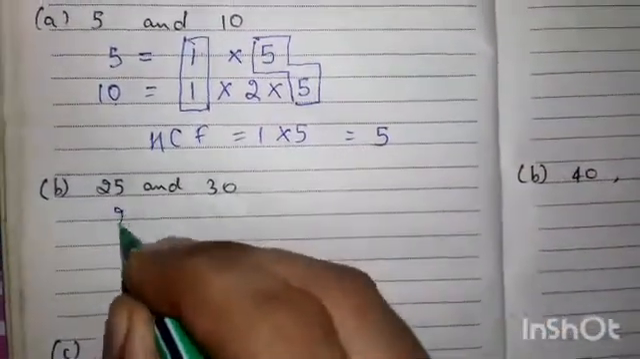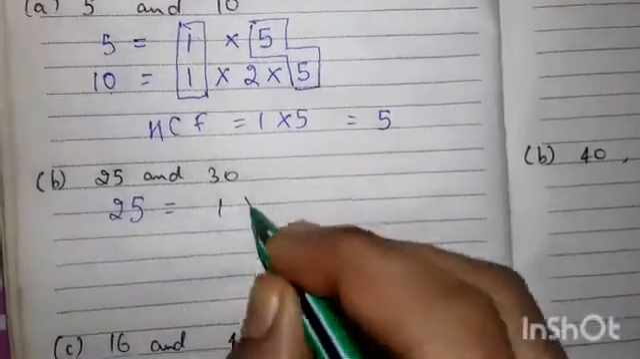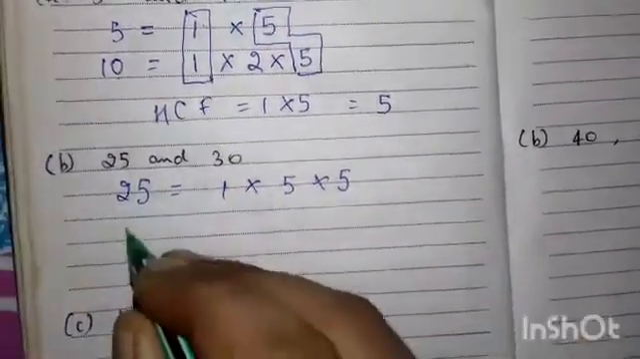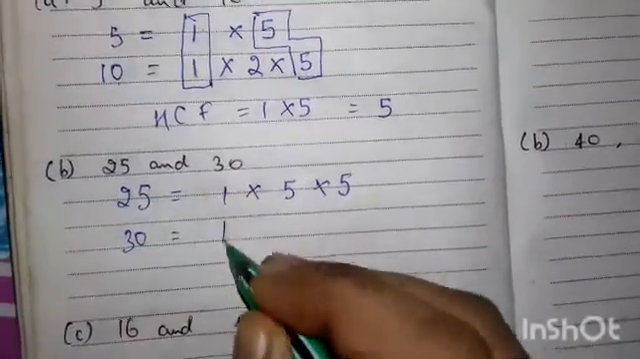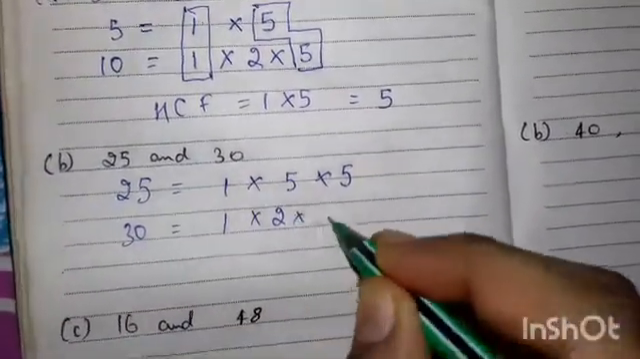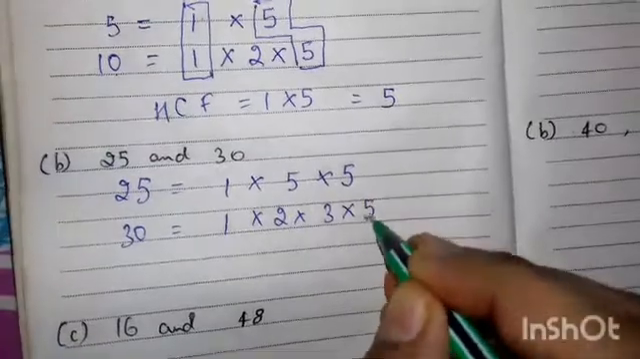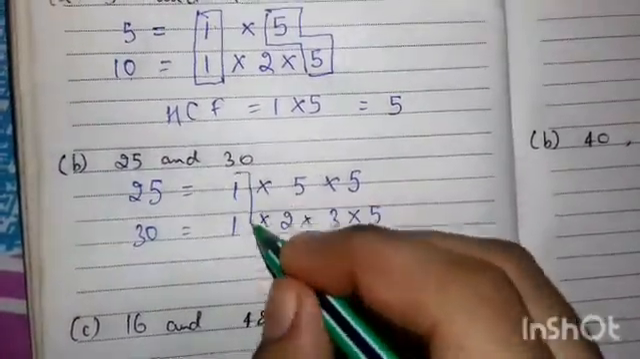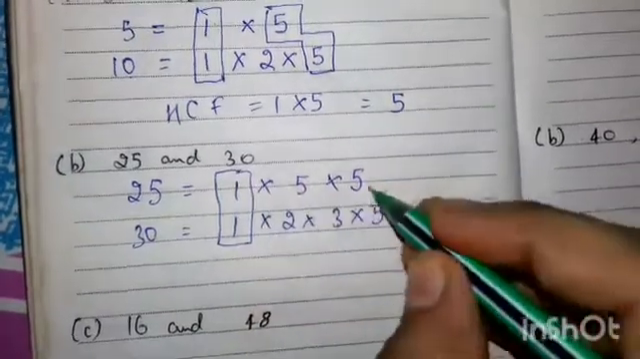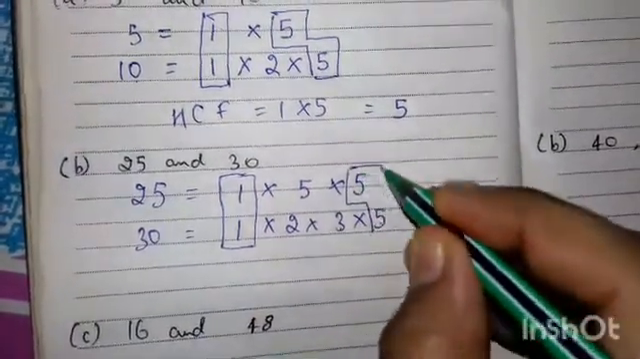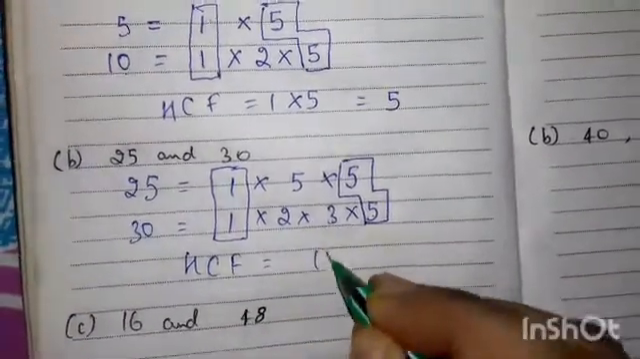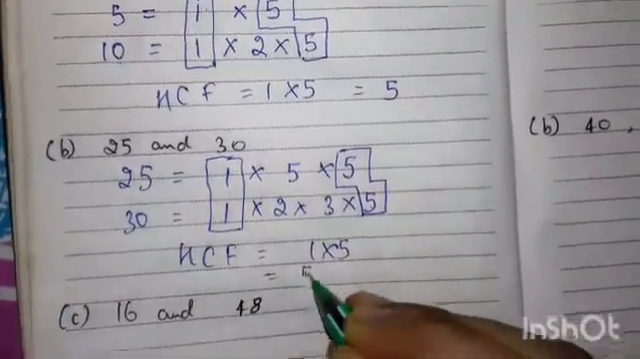Now 25 and 30. Here 25: 1 into 5, 5 fives are 25. And 30: 1 into 2 into 3 into 5, 5 threes are 15, 15 twos are 30. Here the common factors are 1 and 5 also. So write the HCF is equal to 1 into 5, which is equal to 5.